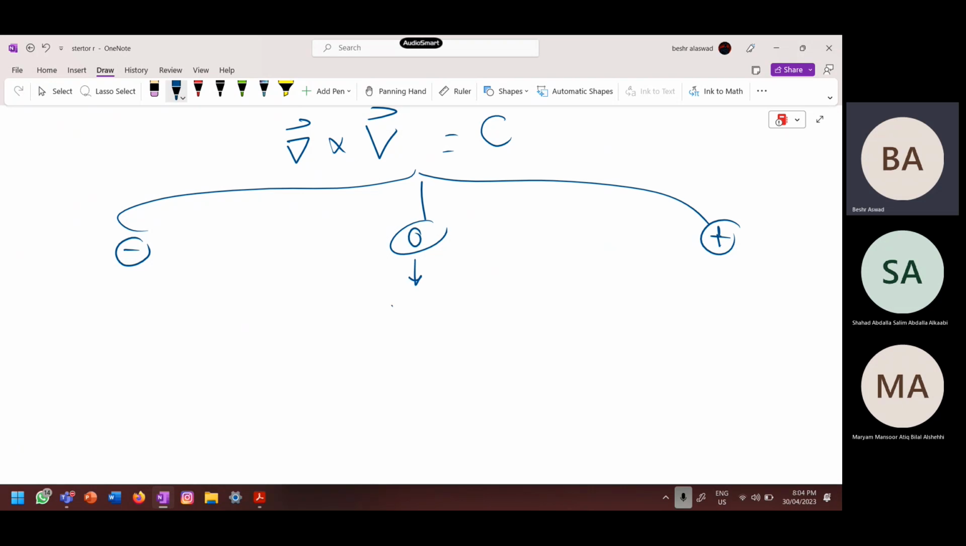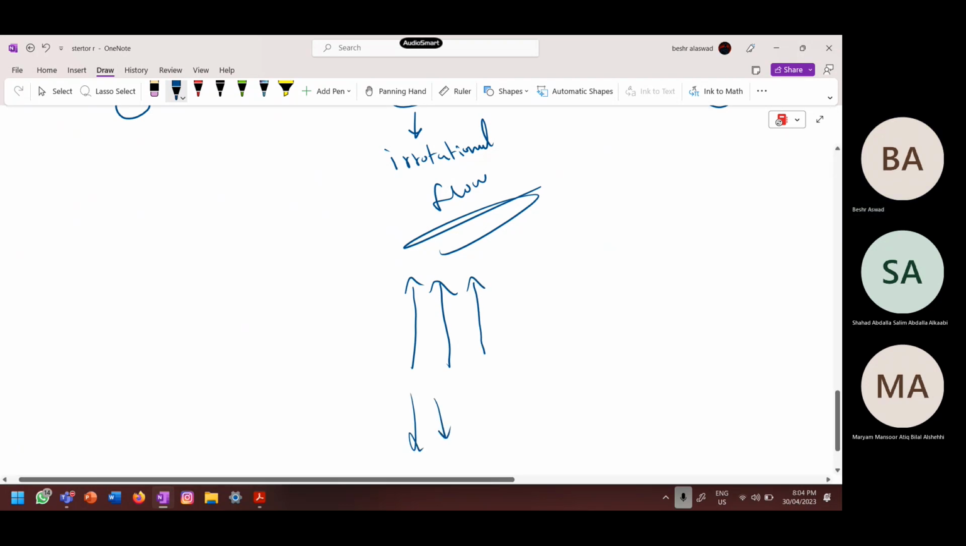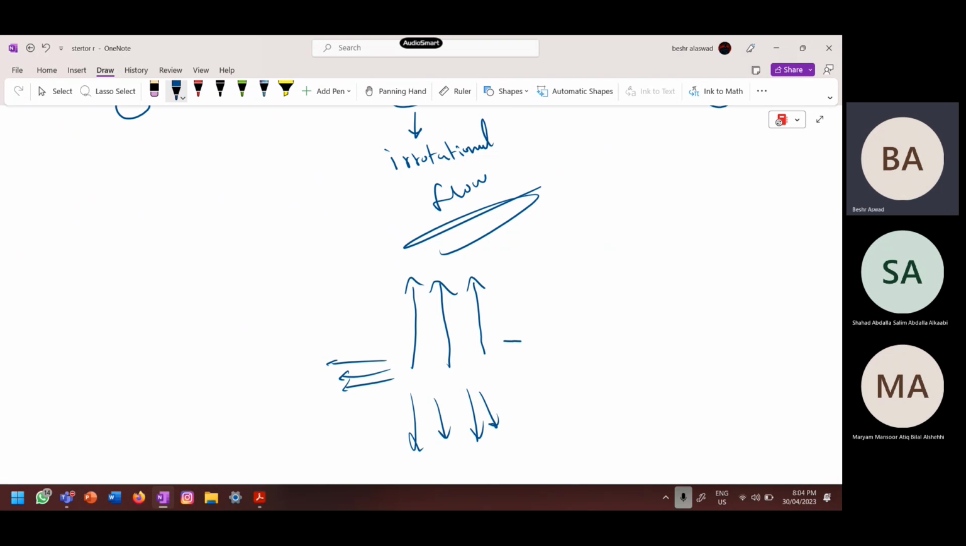this means that you have an irrotational flow. Okay, the flow does not turn. This means that the flow is just going in a straight path, this way or this way, not together, of course, only one or the other. Remember this.